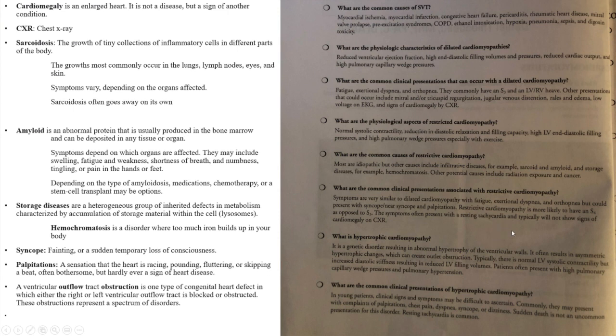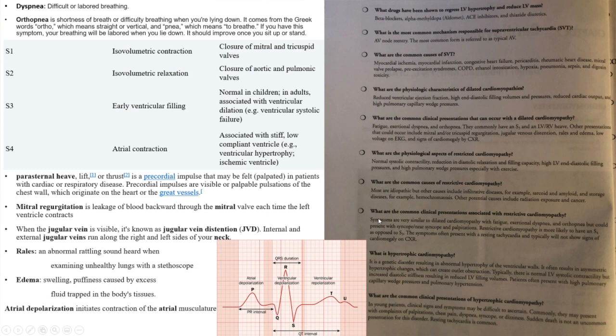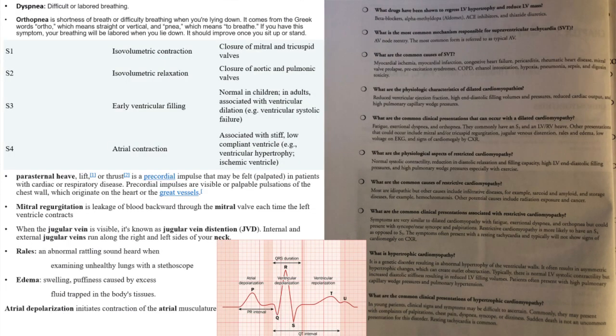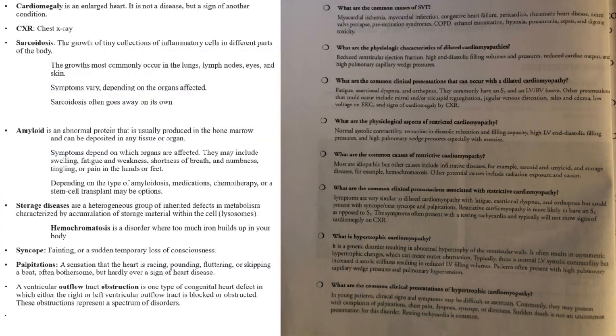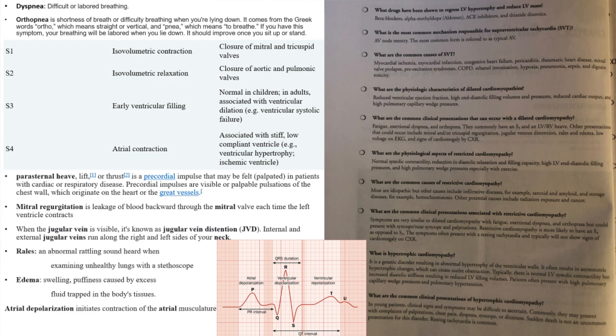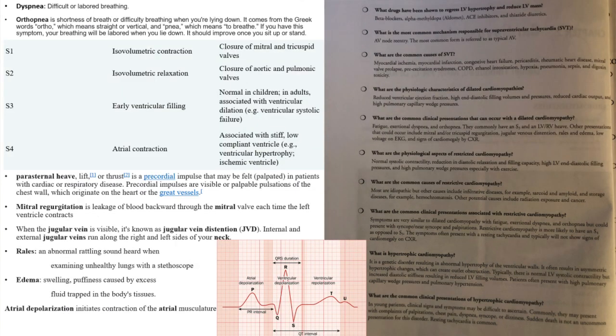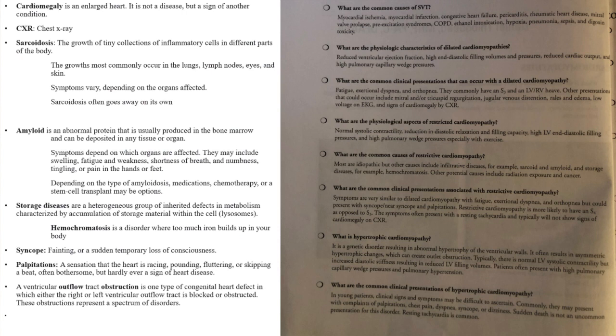Restrictive cardiomyopathy is more likely to have an S4, associated with a stiff, low compliant ventricle, as opposed to S3. S3 is early ventricular failure, associated with ventricular dilation. And S4 is associated with a stiff, low compliant ventricle. Okay, that makes sense.